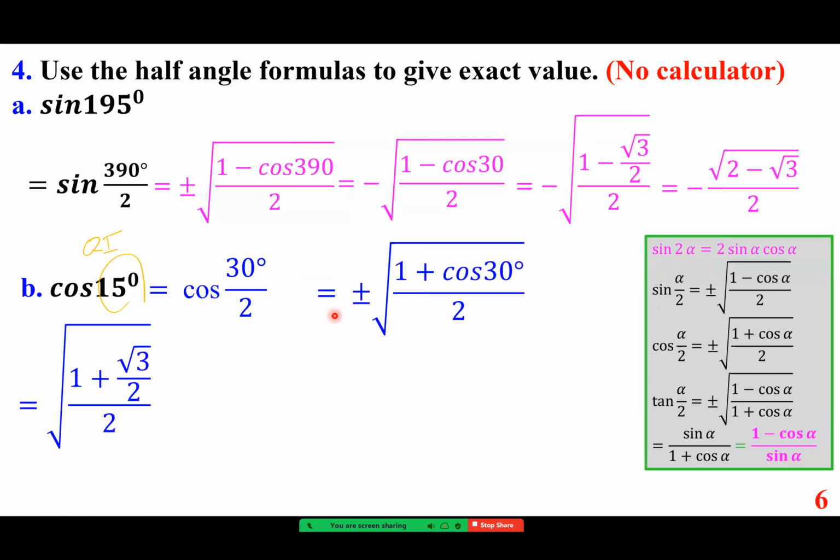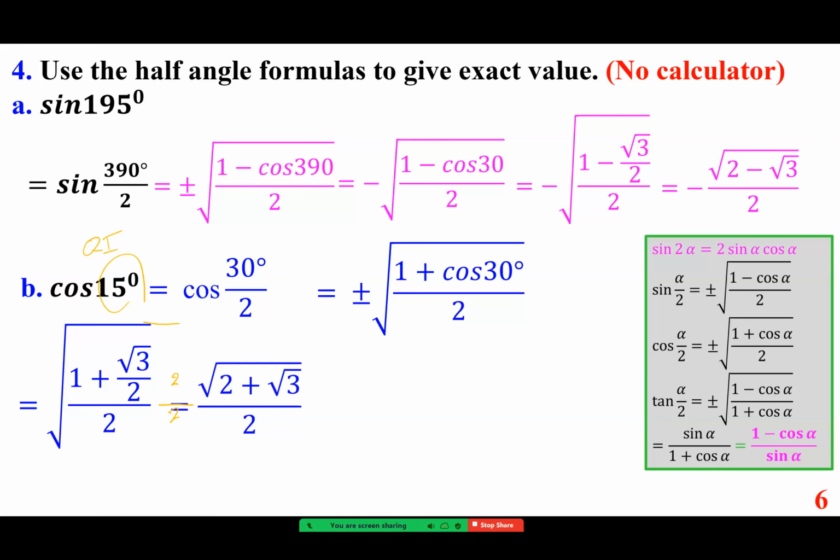Replace the cosine of 30 with square root of 3 over 2, and plus minus, we just keep the plus sign. And again, if you multiply the top and the bottom by 2, so under the radical, you put 2 over 2. When you do that, the bottom becomes 2. The top becomes 2 plus square root of 3 under the radical. So it looks like this.